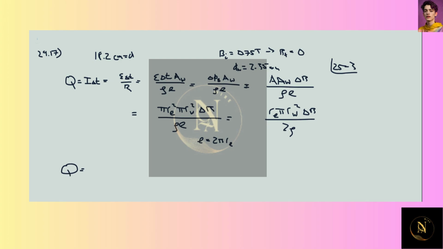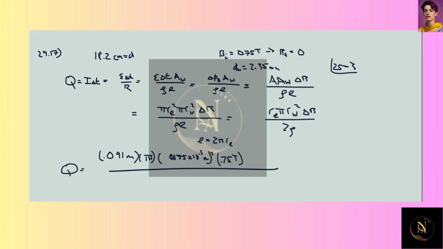So the charge here is equal to, actually, let's make sure we do things in SI units. It's 9.1 centimeters, so that's 0.091 meters times pi times 1.175 times 10 to the negative 3 meters, squared. And our delta B is the final minus the initial, but we just need the magnitude of it. So the final is 0, the initial is 0.75 Tesla.